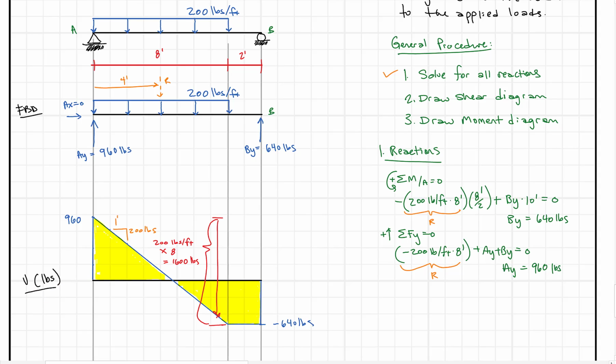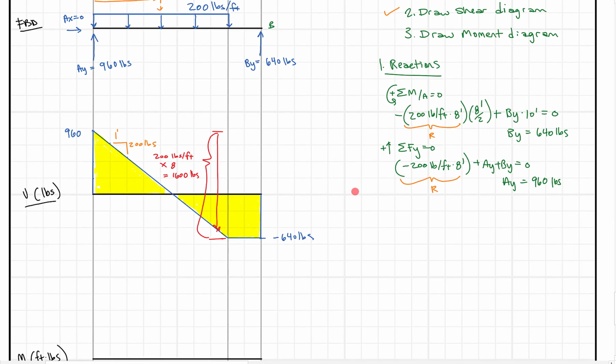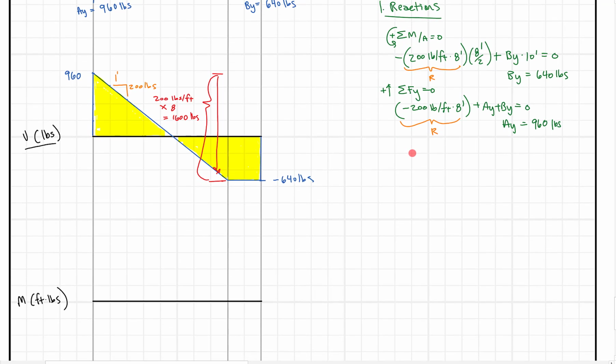There's our shear, and we've gone through, solved for our reactions, drew our shear diagram, and what we're going to do next is go to our moment diagram, right? To do our moment diagram, I'm just going to make a little bit more room here. What we need to do is find some areas of this shear diagram. So I'm going to label this area 1, and anytime I can, I like to break this up into triangles and rectangles.